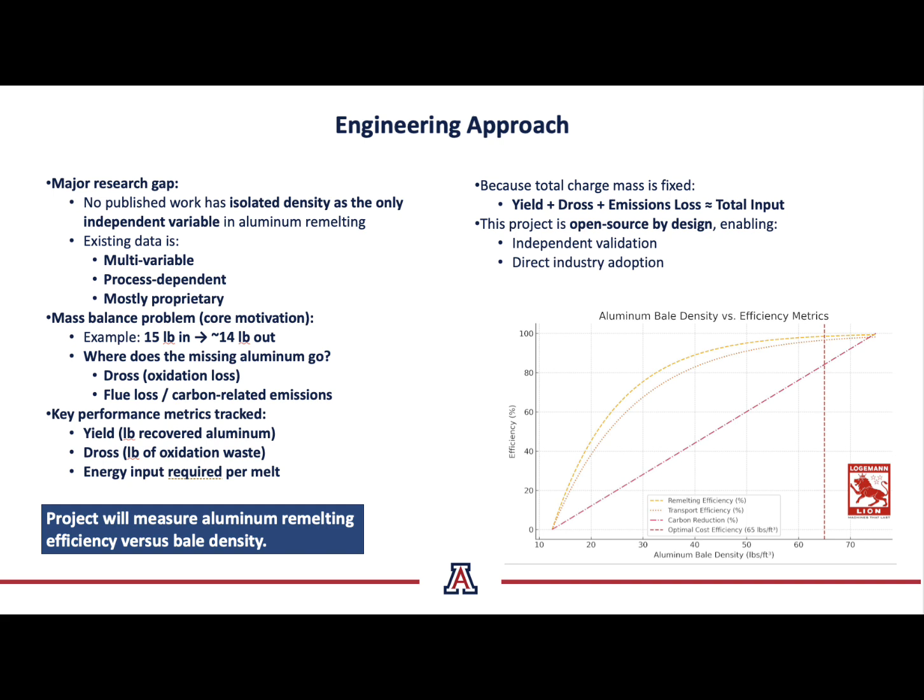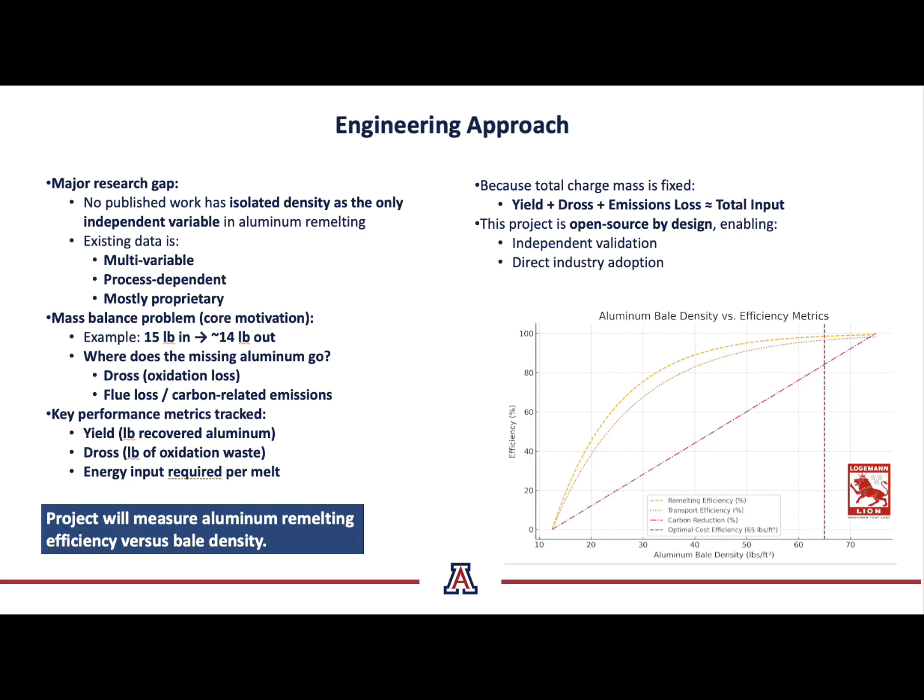For our engineering approach, we focused on understanding how bale density impacts the overall efficiency of aluminum remelting. The biggest gap we found is that there isn't much published research that isolates density as a single variable. Most existing data is multivariable, process-dependent, and often proprietary, which makes it hard to directly evaluate how density alone affects performance. To address this, we approached the problem from a mass balance perspective. For example, if you input around 15 pounds of aluminum, you might only recover 14 pounds. That loss is a result of dross formation and emissions during the remelt process.